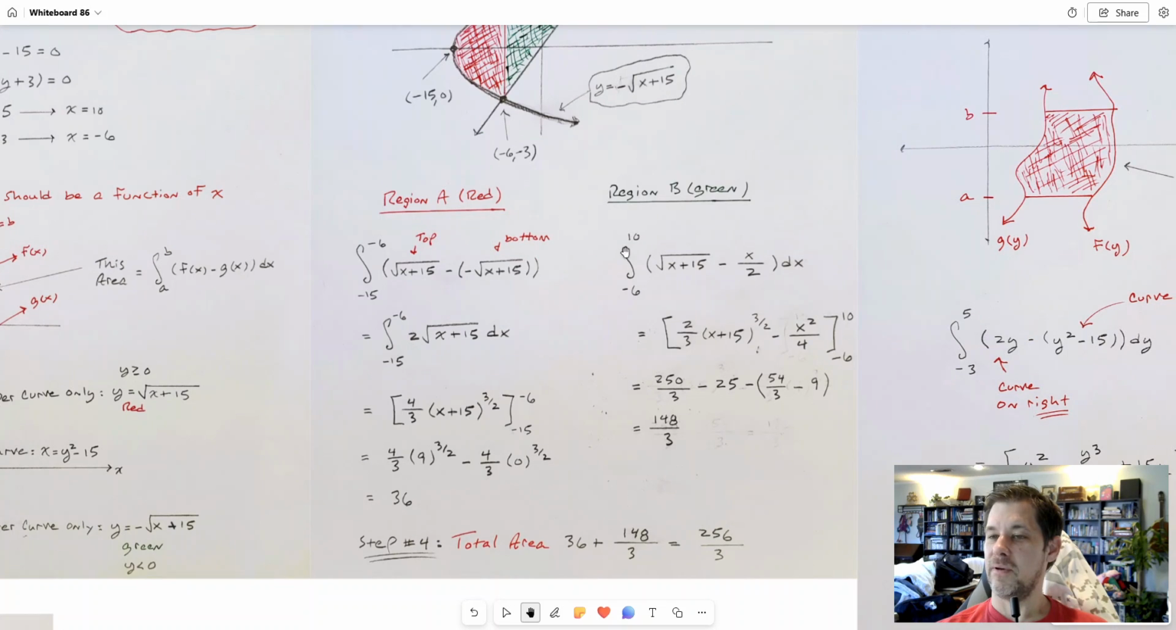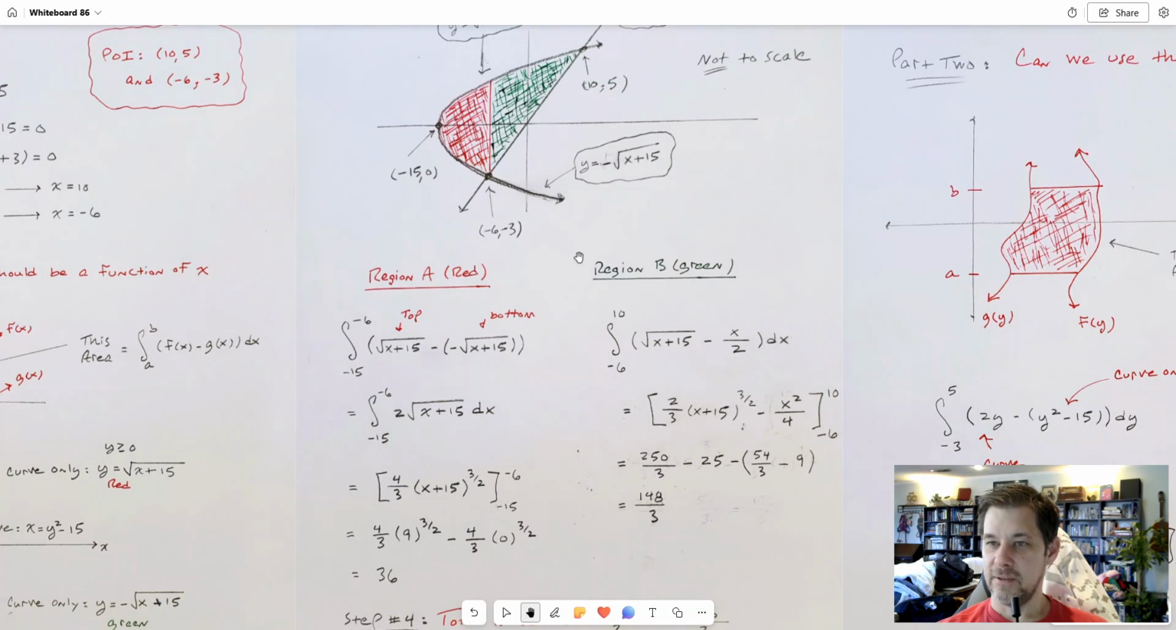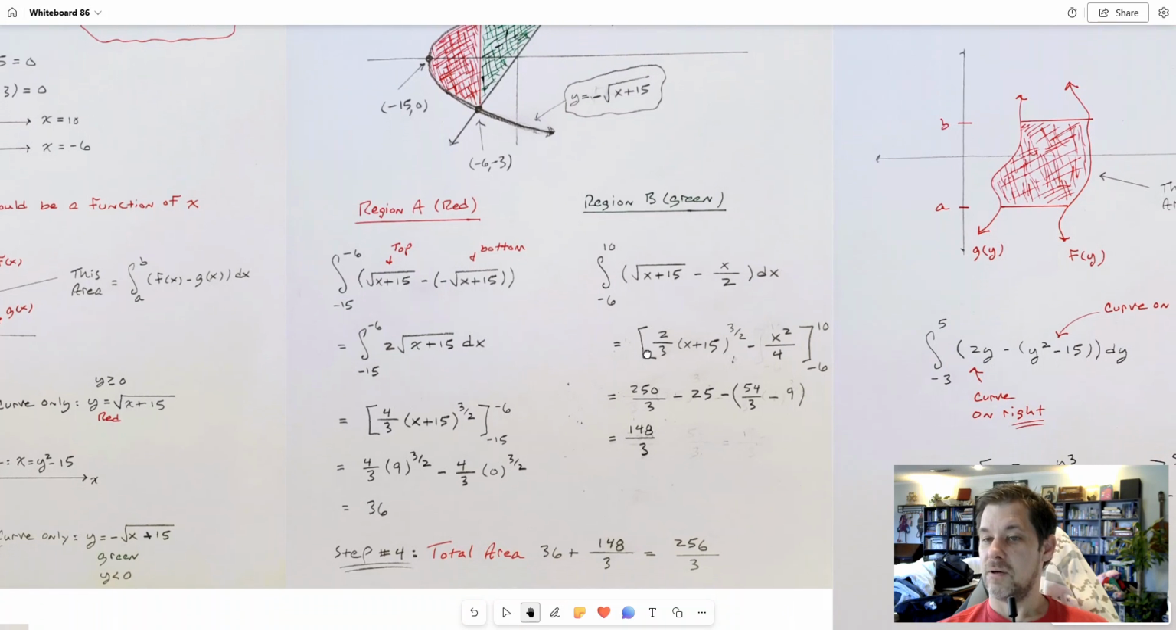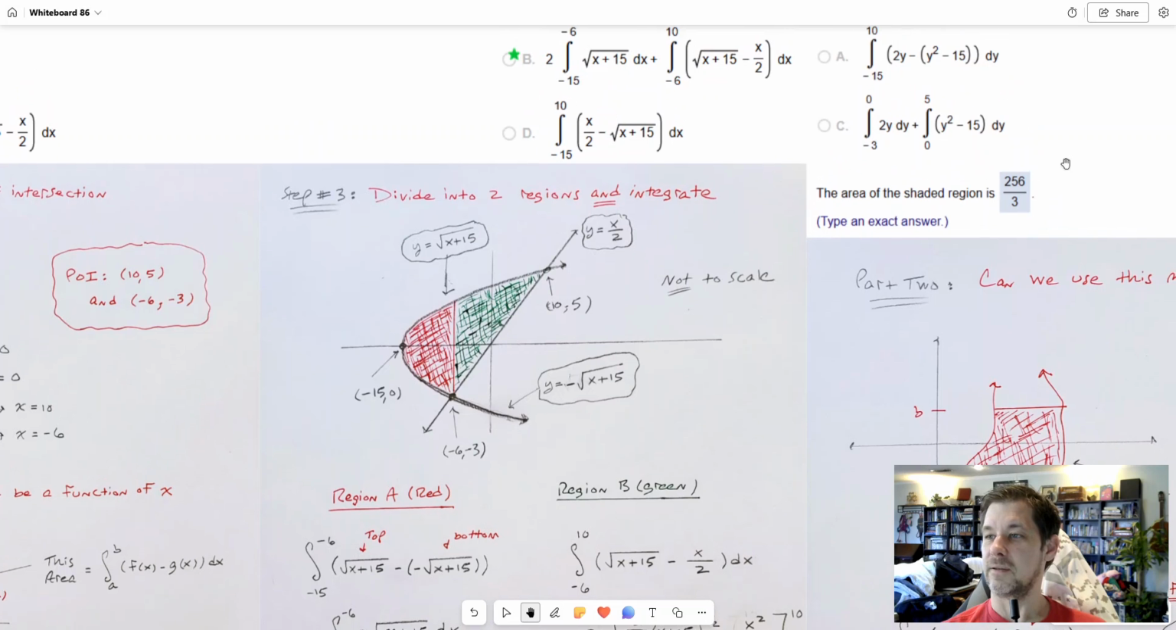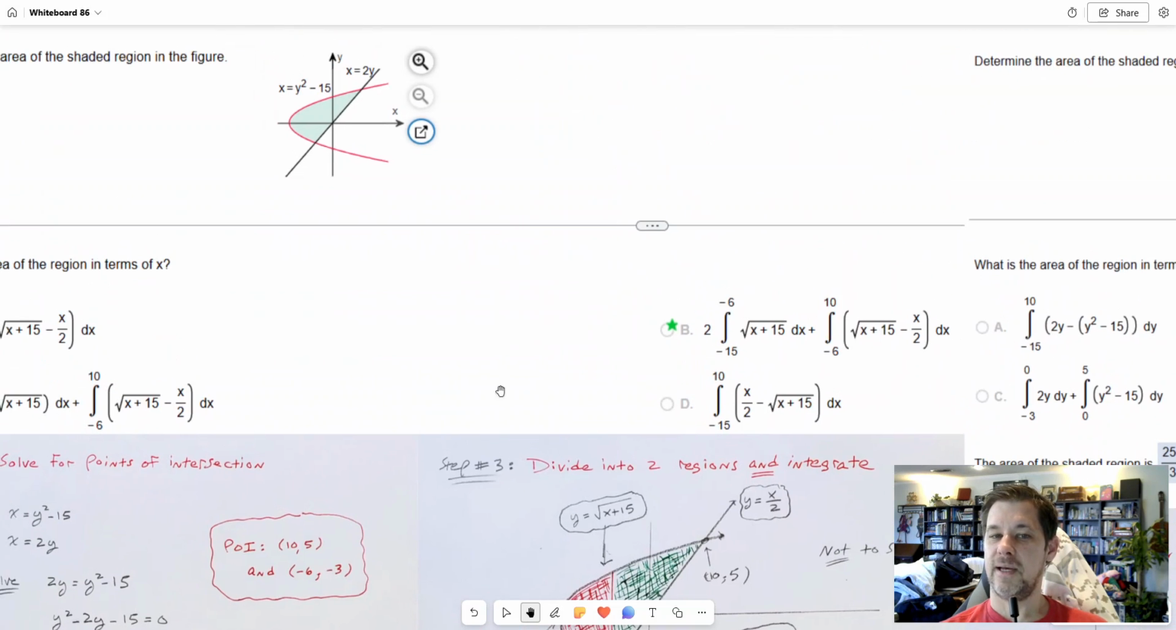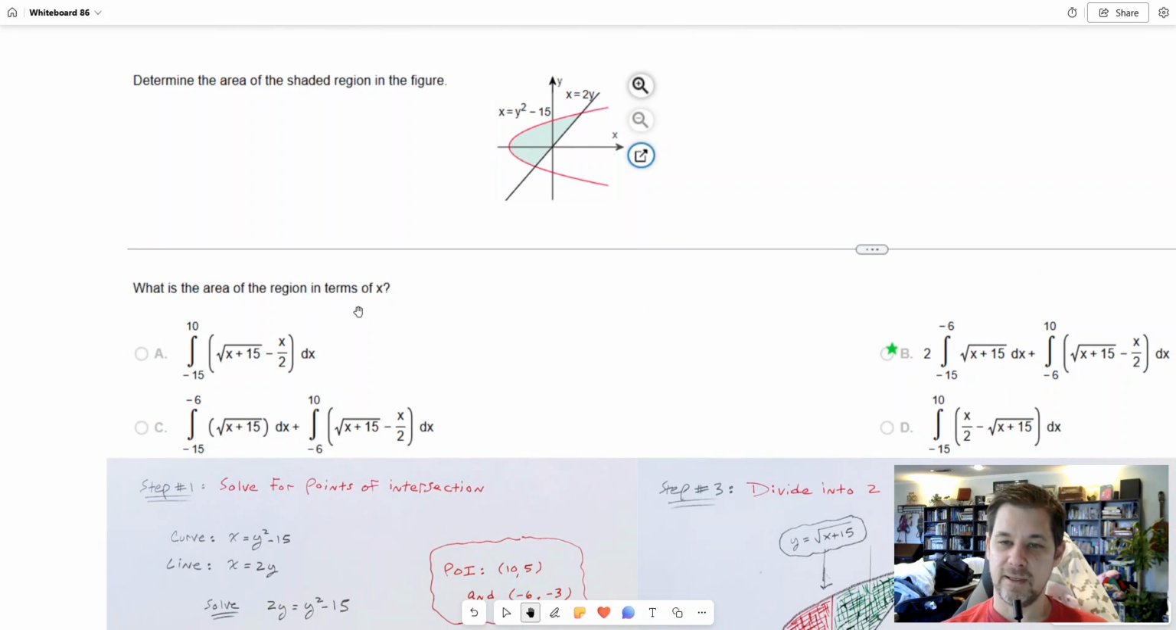So there they both are. Neither one of these individually will give you the whole region, but together they do. So I solve each of these definite integrals using the fundamental theorem of calculus. I'd have to find the antiderivative and so on, and I get 36 for one, 148 over 3 for the other. Step 4, the total area. Add those together, I get 256 over 3, which is the right answer. Okay, so that's integrating or solving it in terms of x.